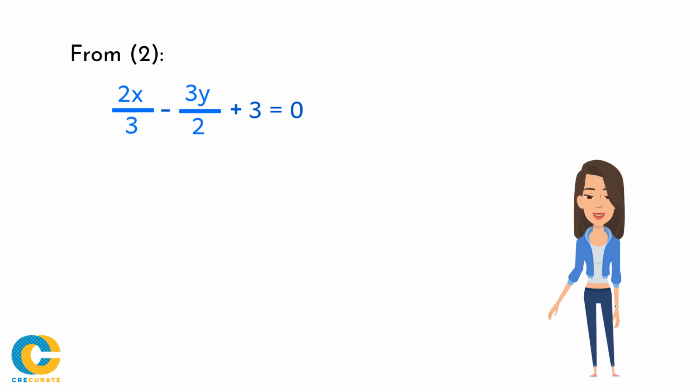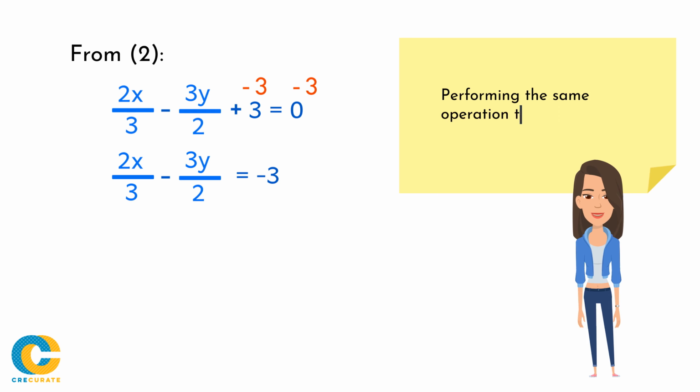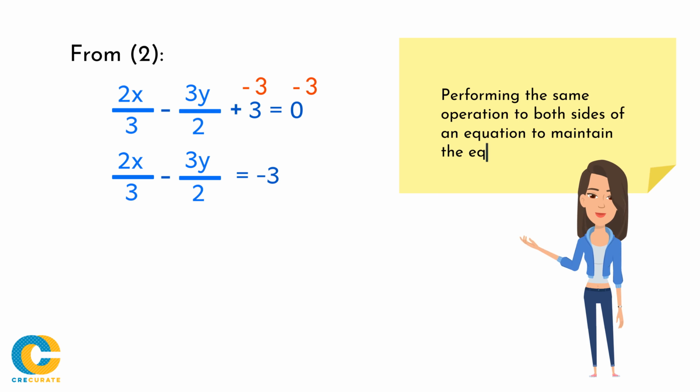From equation 2, we can subtract 3 from both sides so that the algebraic terms remain on one side of the equation and the constant on the other side. Recall that we can always perform the same operation to both sides of an equation to maintain the equality. This is also known as algebraic manipulation.